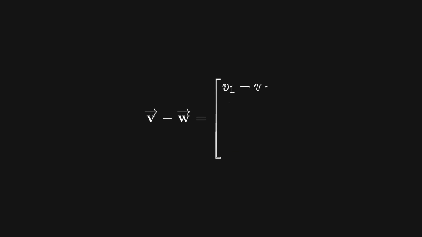Vector subtraction, difference in direction. v minus w equals a vector with values v1 minus w1, v2 minus w2, and so on up to vn minus wn. Subtraction is also an element-wise operation.